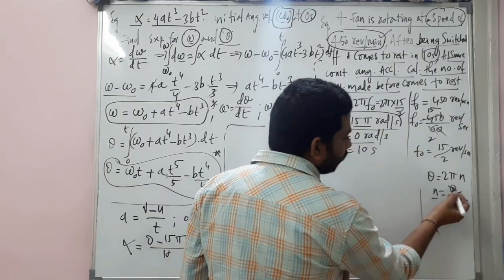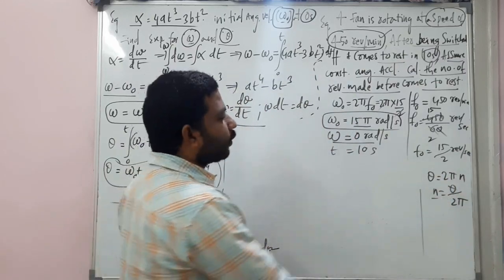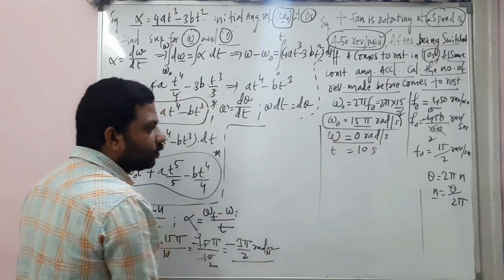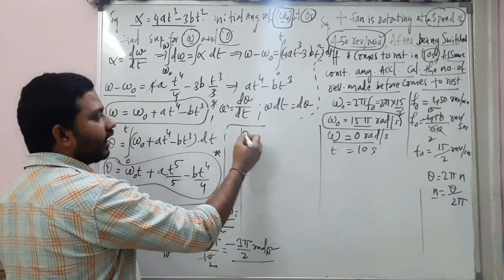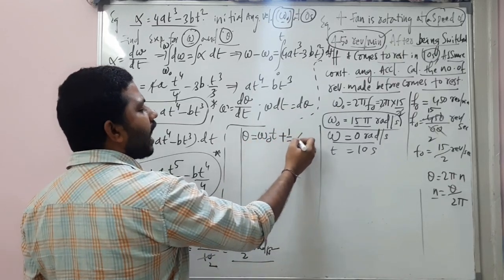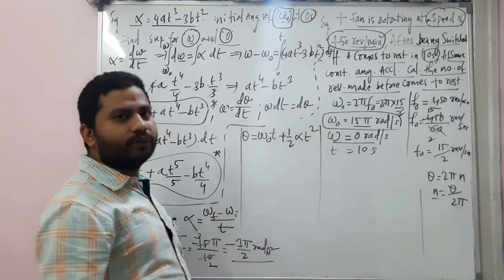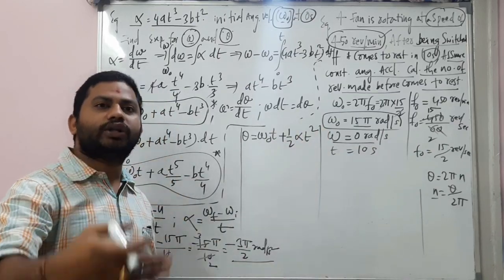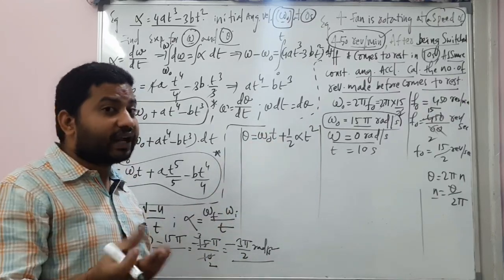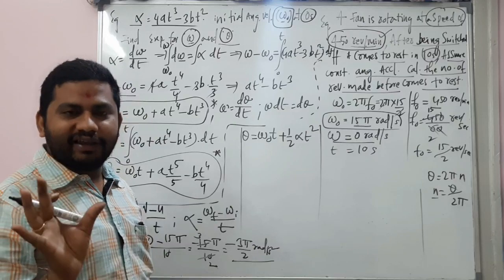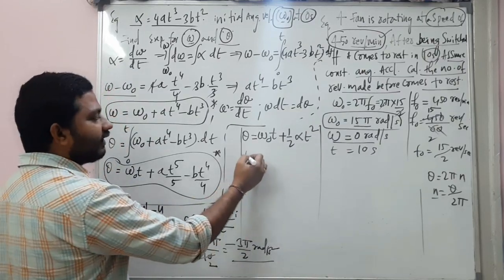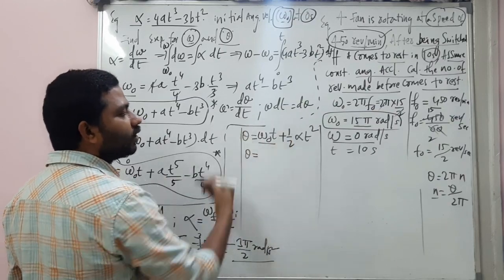So n is equal to theta by 2 pi. If you want to find n, you should know theta first. How will you find theta here? Theta is equal to omega naught t plus half alpha t square. That's the formula corresponding to s is equal to ut plus half a t square in linear motion. The same thing. I hope you understand the conclusion of the class, why we have discussed the equations of motion in rotational motion.